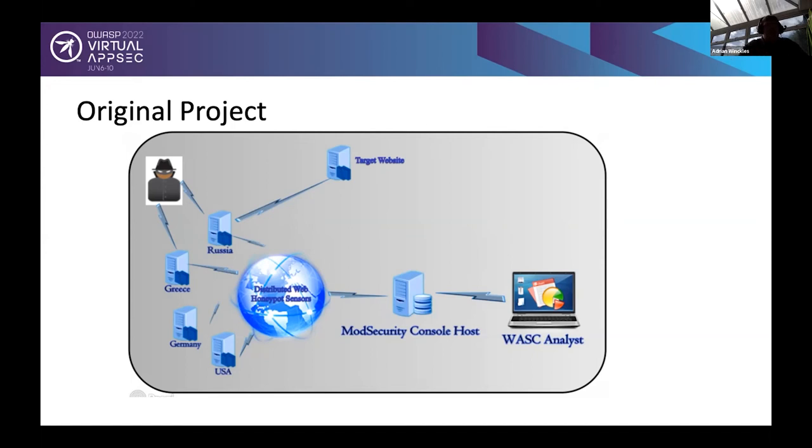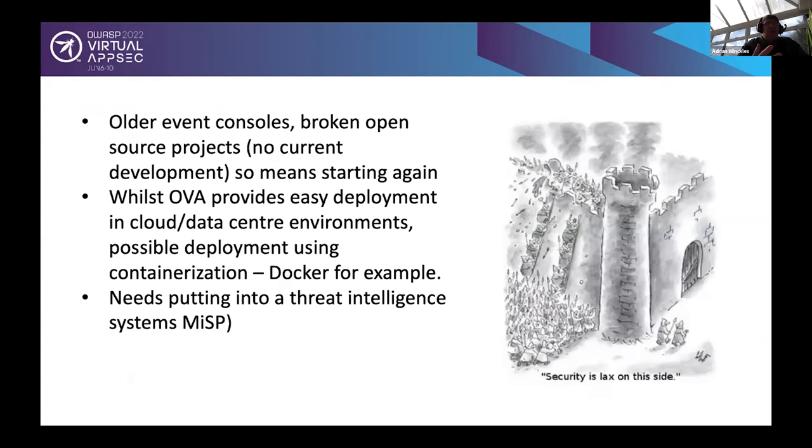The problem we had when we inherited the project was that the build for the probe was there, but the consoles weren't. So we've had to re-engineer what we wanted to do. As I said before, the older event consoles were broken open source products. There was no current development, so we started again. Deploying the virtual machine as an OVA is easy deployment in cloud and data center environments. But you want to think about more modern methods of deployment, containerization, Docker, for example. And we need to think about putting the threat intelligence into some sort of system that can be shared. Something like MISP as a possible example.